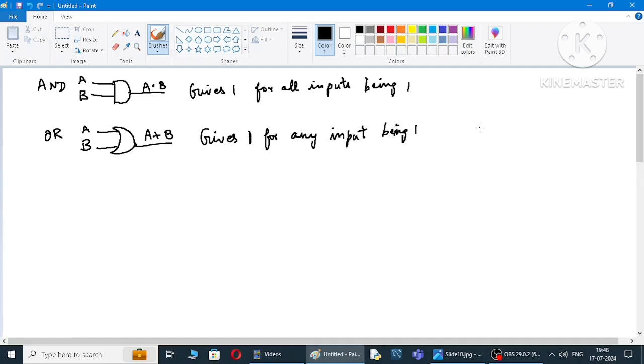So how is it represented? You have A, B, two inputs. What is A plus B? 0 0, 0 1, 1 0, 1 1.